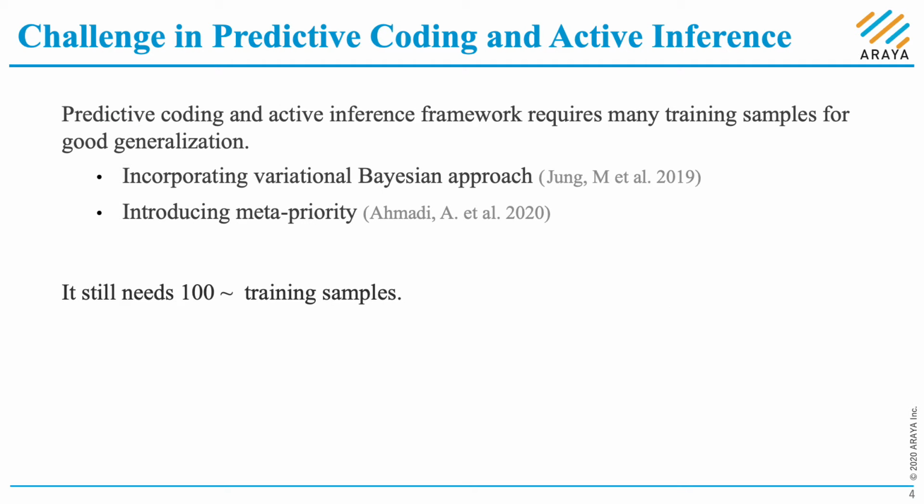Challenge in the PCAIF model. The PCAIF model requires many training samples to obtain good generalization results. To solve this issue, one research incorporated a variational Bayesian method. Another research set an appropriate meta-prior for variational Bayesian RNNs. However, these effects were limited and still required more than 100 training samples. We believe improving the generalization ability from fewer training samples is essential to make the PCAIF models more practical.